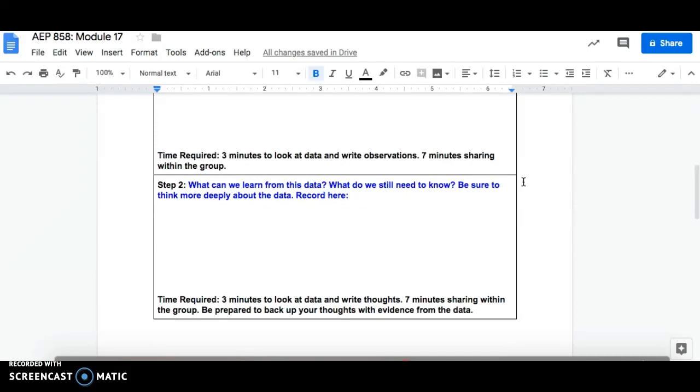Step 2 says, what can we learn from this data? What do we still need to know? Be sure to think more deeply about the data. And so this isn't like step 1. We're going to actually dive in and try to come up with some reasons as to why students may have scored the way they did.